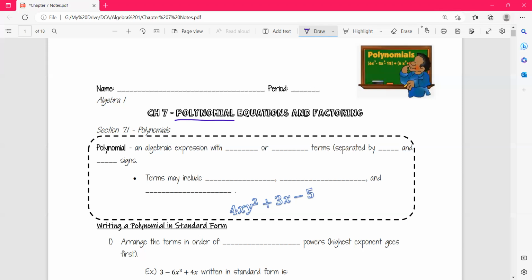So what is a polynomial? That's what we're going to talk about first. A polynomial is an algebraic expression with one or more terms separated by an addition sign or a subtraction sign. Terms may include numbers, variables, and exponents.